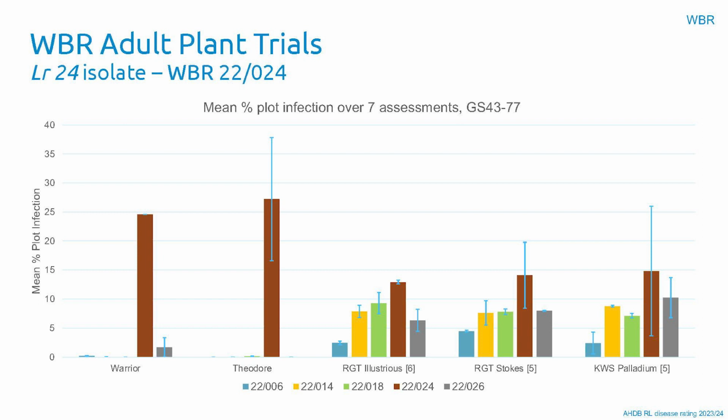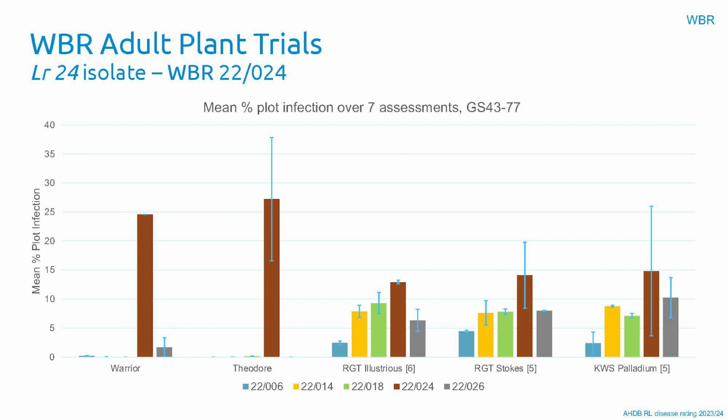So I wanted to have a look at that LR24 isolate, WBR22024. You can see I have these lovely high infection levels with Warrior and Theodore. Warrior is an additional cultivar that we use in our seedling tests and the adult plant trials, which we think carries the resistance of LR24. So that isolate performed as expected.